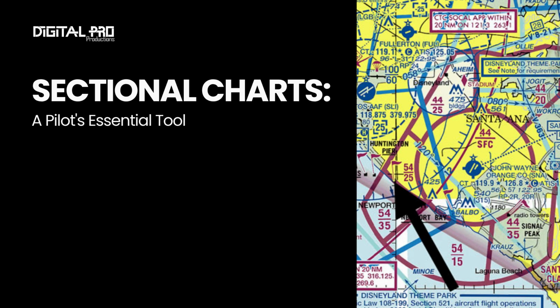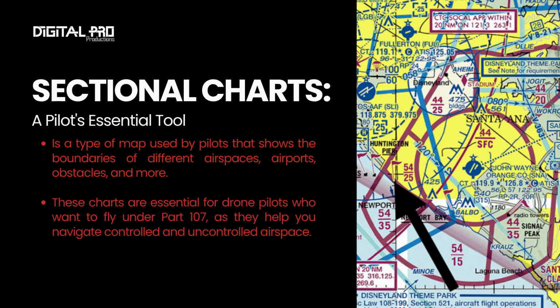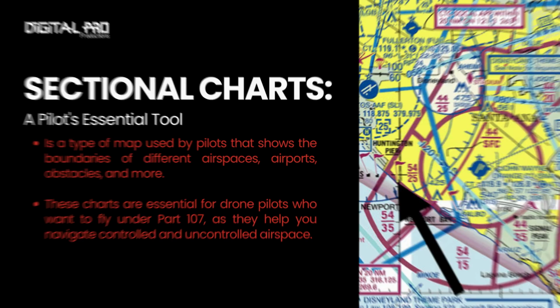Let's begin with the sectional chart itself. A sectional chart is a type of map used by pilots that shows the boundaries of different airspaces, airports, obstacles, and more. These charts are essential for drone pilots who want to fly under Part 107, as they help you navigate controlled and uncontrolled airspace.